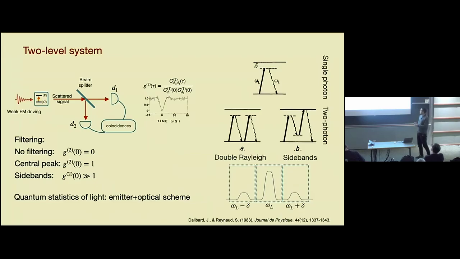And the interesting property of this simple picture is that if we just measure the G2 correlation function of the signal, then obviously, as I already mentioned, we find, without any filtering, that it's just 0, because it cannot be excited twice. But if we filter the signal, then actually G2 can be pretty much anything. So, for example, if we filter the central peak, it can be 1, or for a sideband it is just greater than 1. So it basically means that the statistics of light is not just a property of the emitter, but the filtering and the optical scheme play a very crucial role in the scattering process.